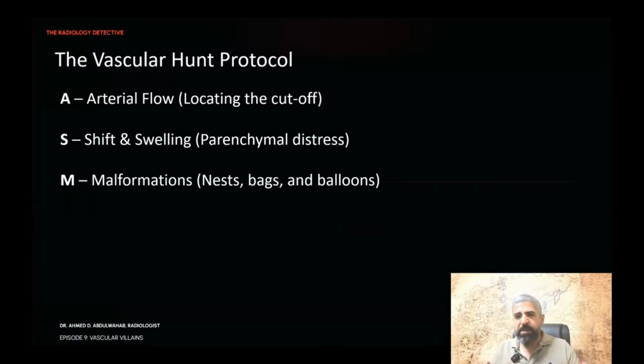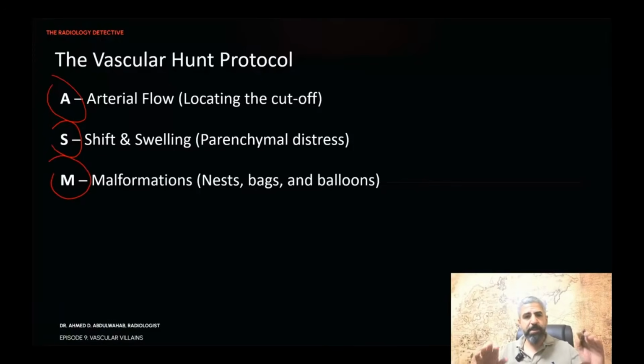Evaluate the parenchymal distress. And for the M, we have the malformations. Hunt for abnormal nests, bags, and balloons. This is our checklist for every case. A for the arterial flow, the location and the cutoff. S is for the shift and swelling, the parenchymal distress, and M is for any malformations like nests, bags, and balloons. The commandment rules, the most important rules here.